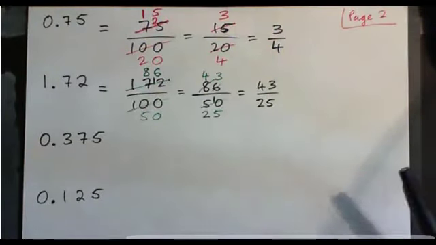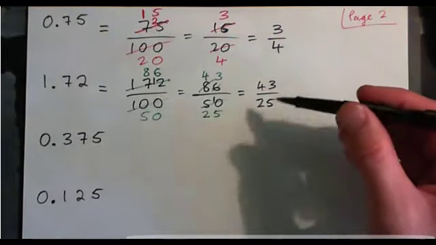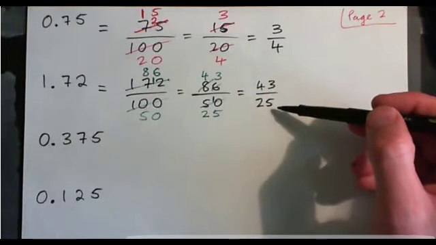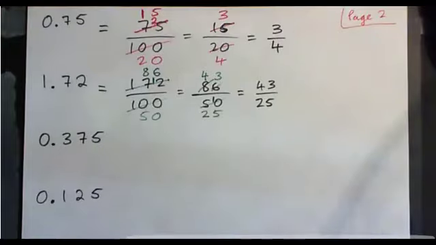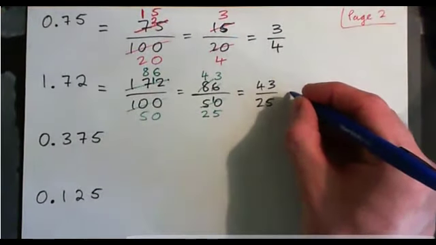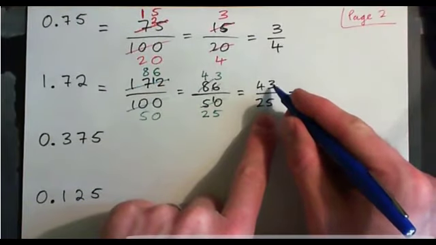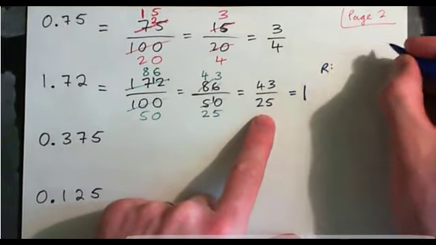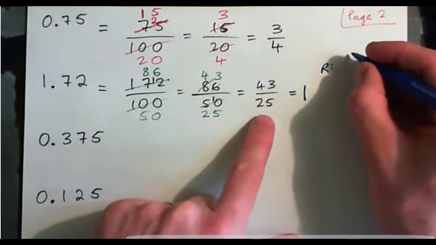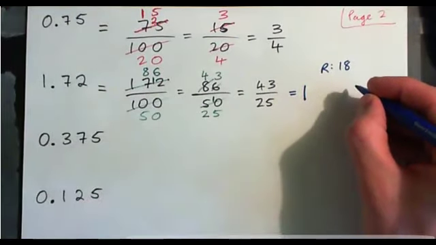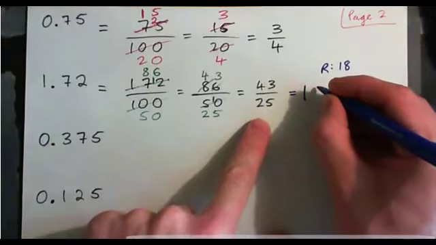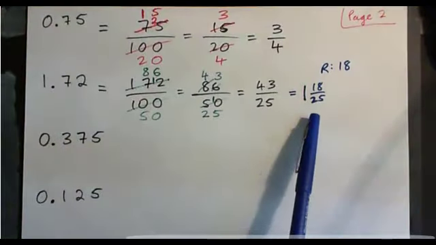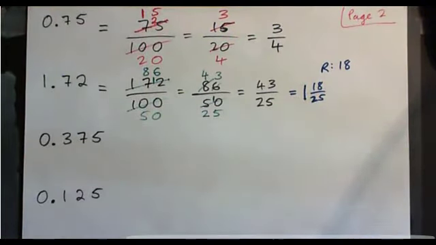Okay. And what we're going to see soon is that this is actually called an improper fraction because the top is larger than the bottom. So we're going to see turning an improper fraction into a mixed number. I'll just show you really quickly. 25 into 43 goes 1 time, and the remainder would be 43 minus 25, which is 18. In any case, this is actually 1 and 18 25ths, as a mixed number. We'll see more of this soon. So no need to worry about this for now.